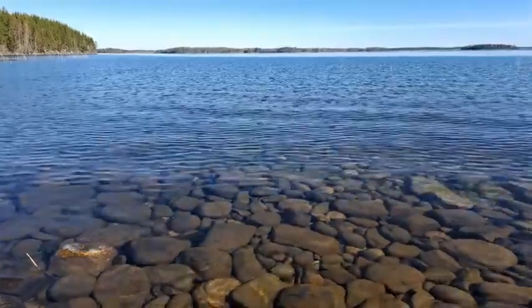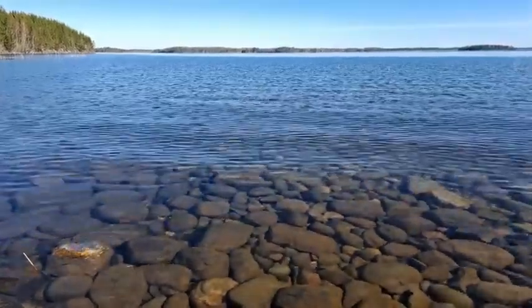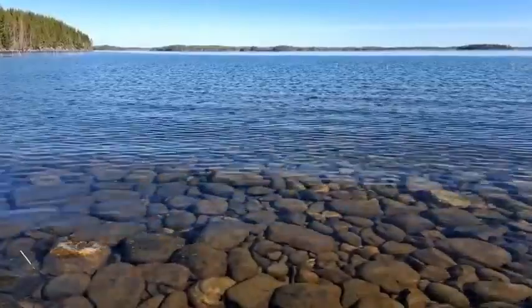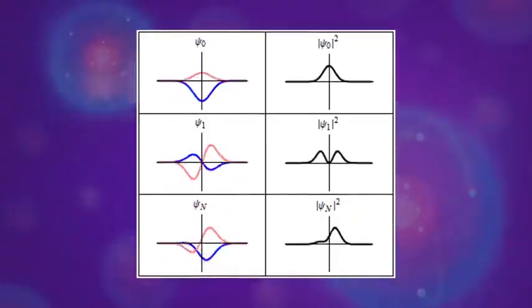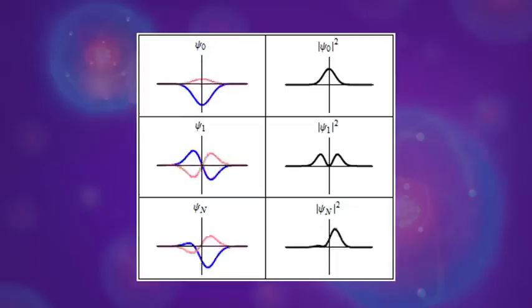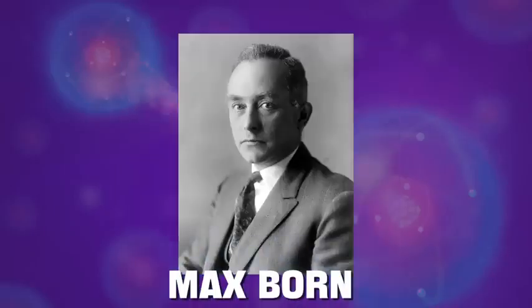In the classical world, waves on a lake describe something physical. They are water molecules moving. But the psi wave is not a material wave in physical space. Instead of describing where the particle is, it describes how likely it is that the particle is there. The physicist Max Born gave the key to interpreting this wave.